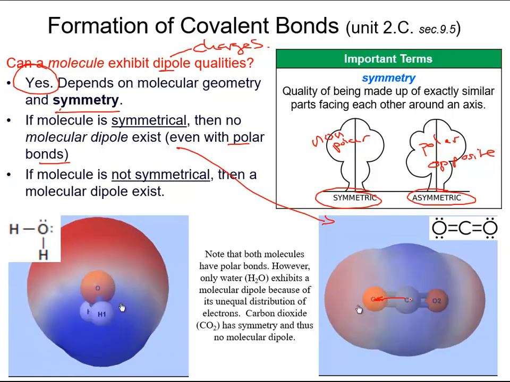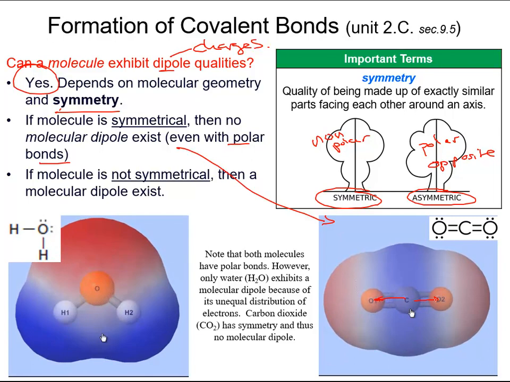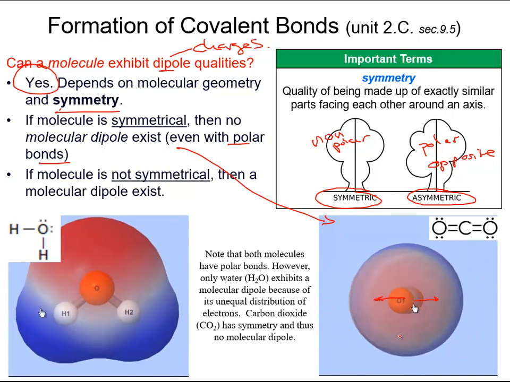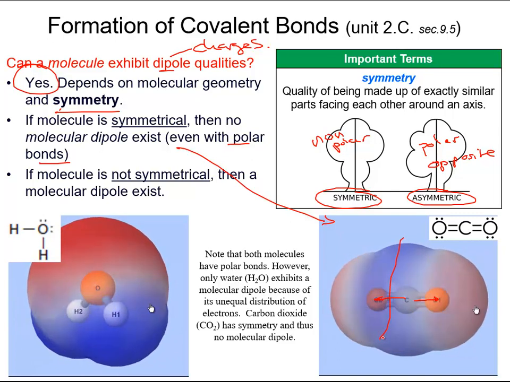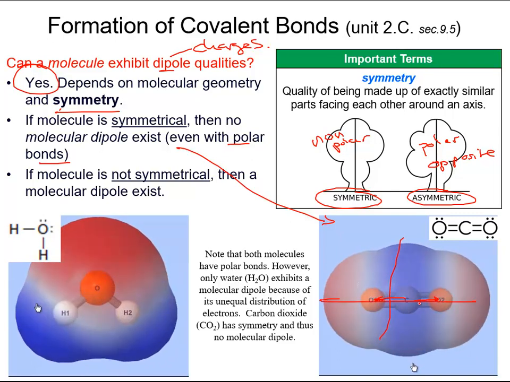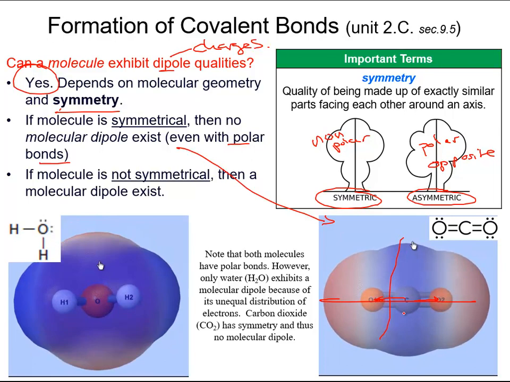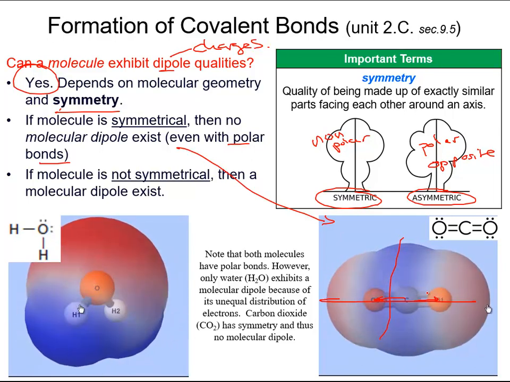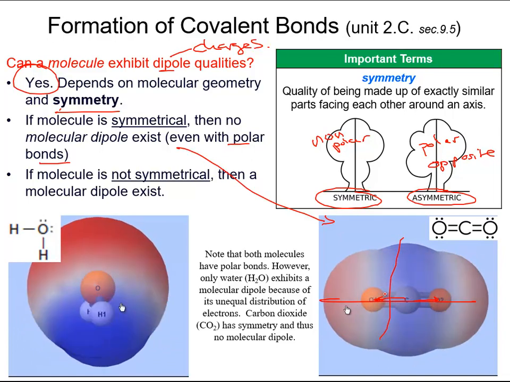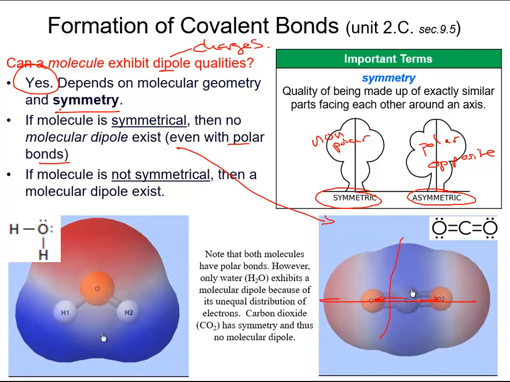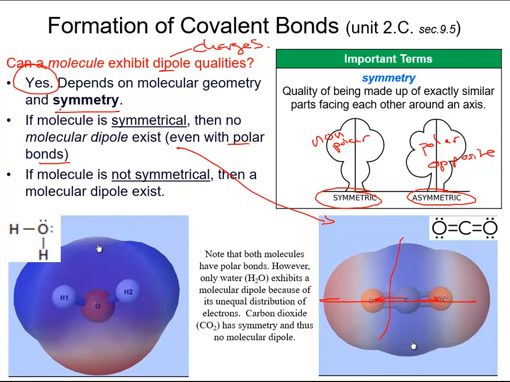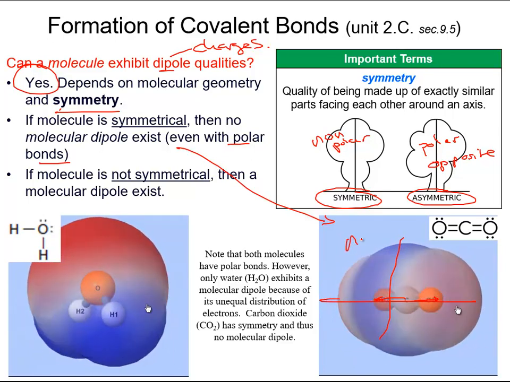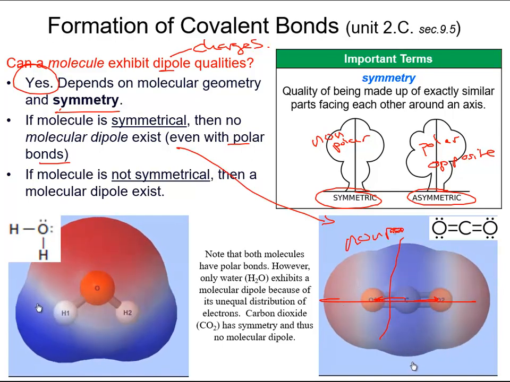But the bonds do not create a polar molecule because there's symmetry. If you cut this in half, both sides are the same. Cut this in half, both sides are the same. There's no opposite in this molecule. Why, if you want to know? Well, the oxygen atom is pulling electrons closer to itself on this side, but that's being canceled by the same oxygen atom pulling electrons on that side. This is nonpolar. No charge.